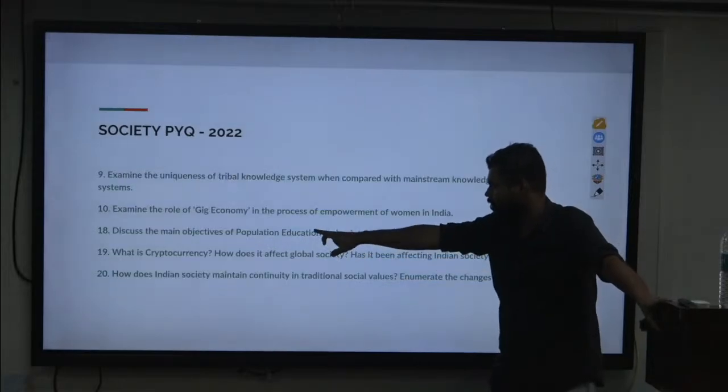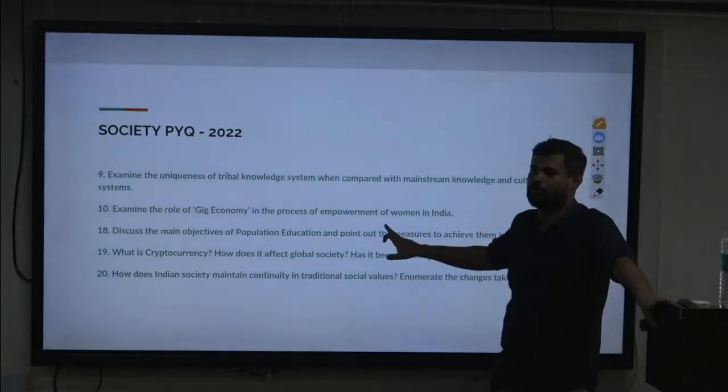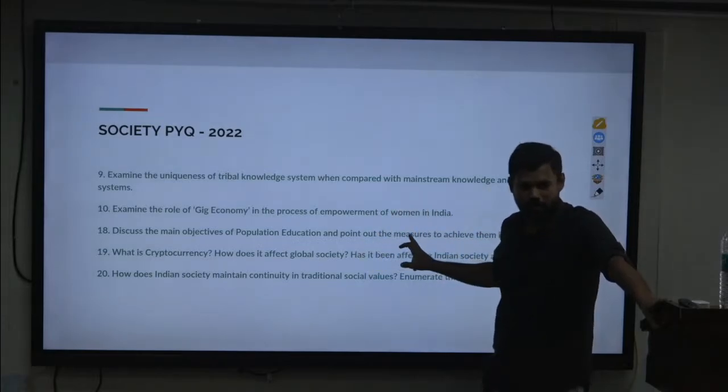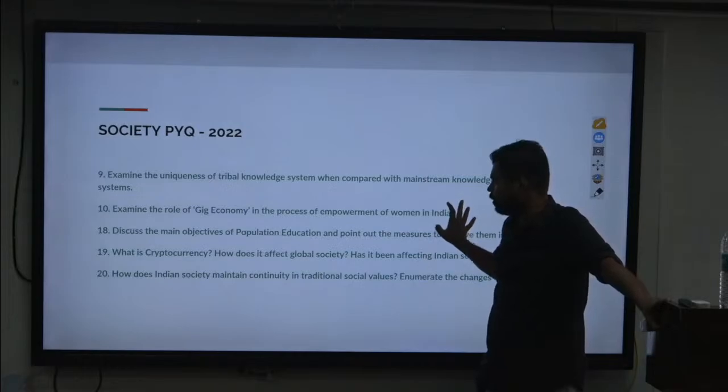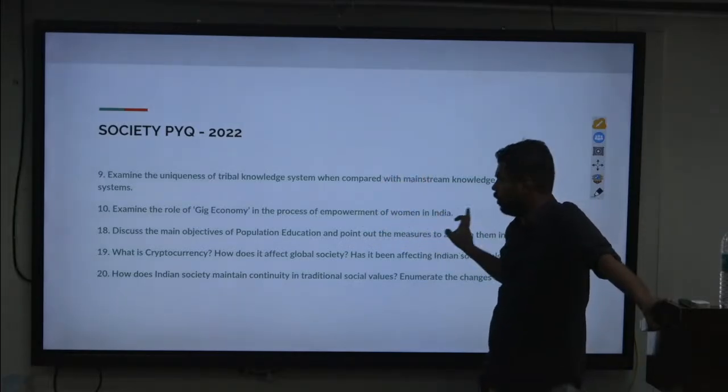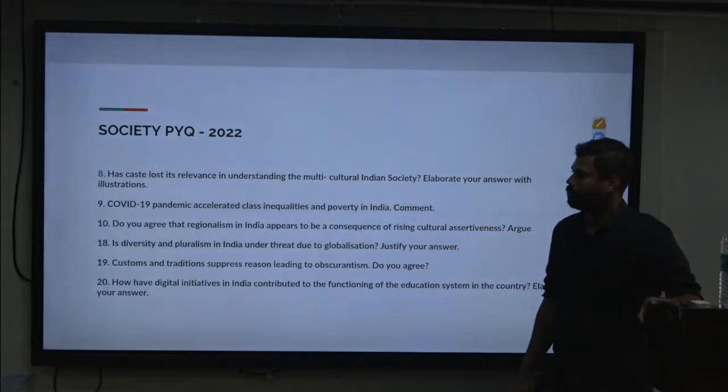The third one, discuss the main objectives of population education. This comes under the syllabus bullet point, population and its studies. You have a syllabus bullet point of population and its studies, right? Fine. Here it is women and women issues. And tribes, I have told you already. Now 2020, this I have not changed.